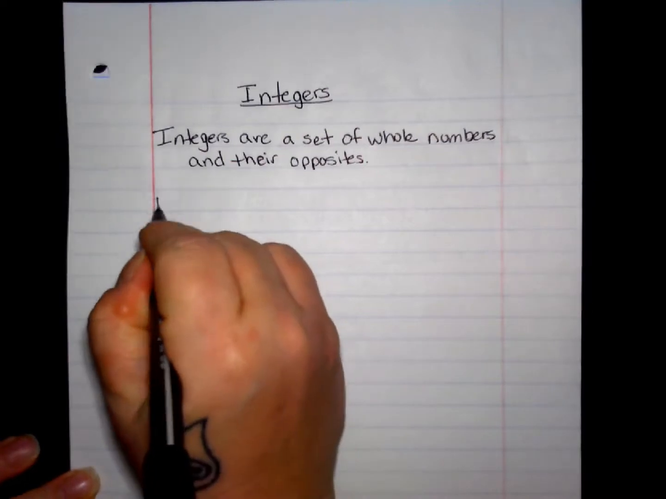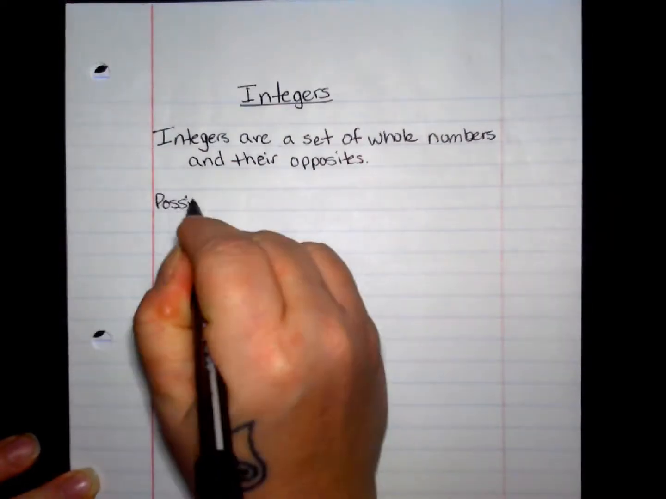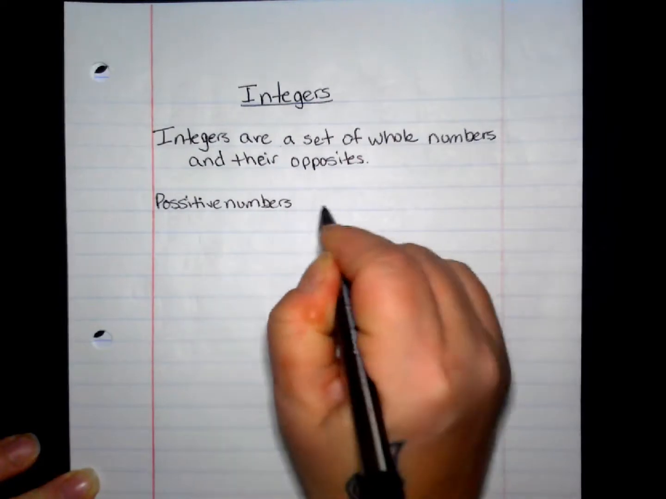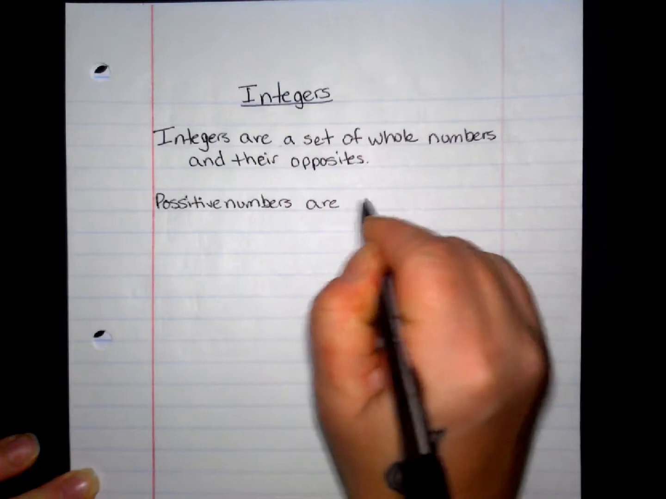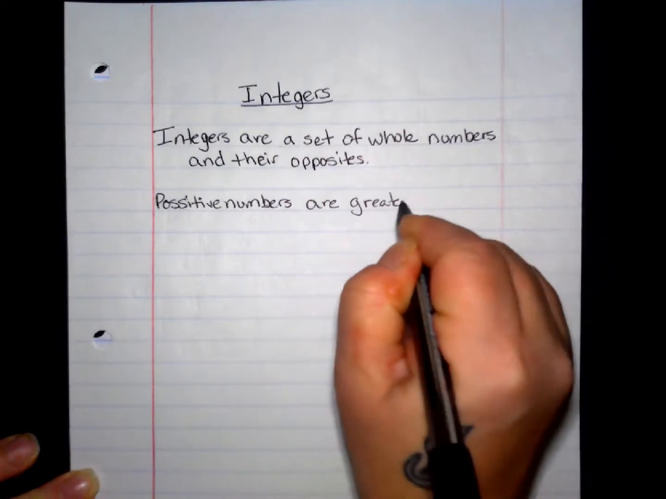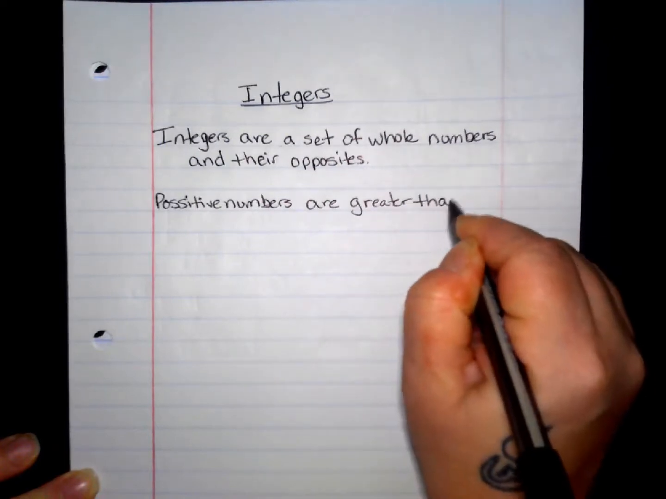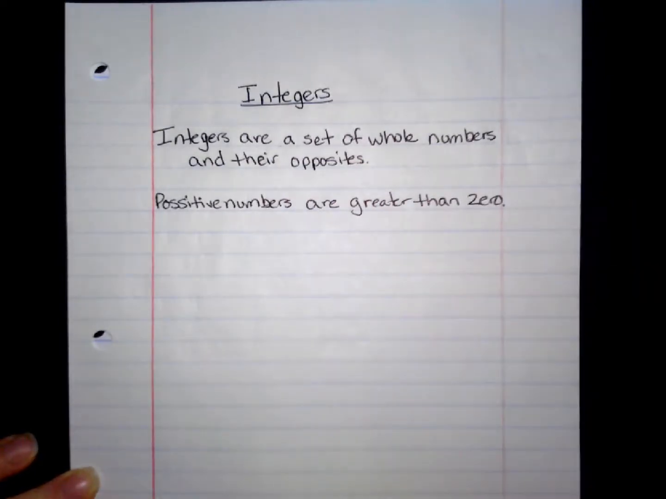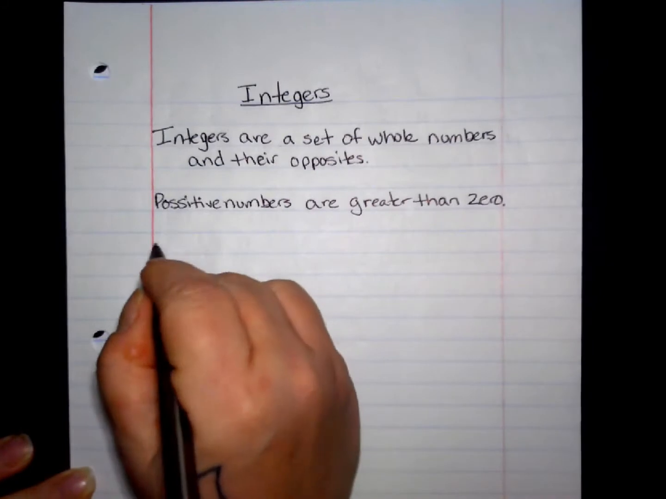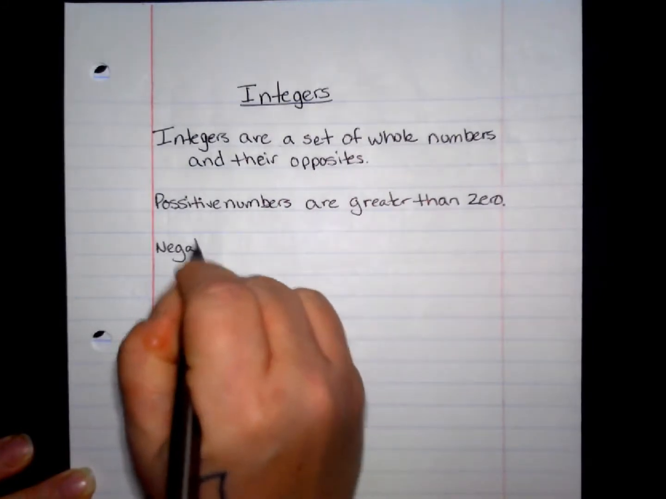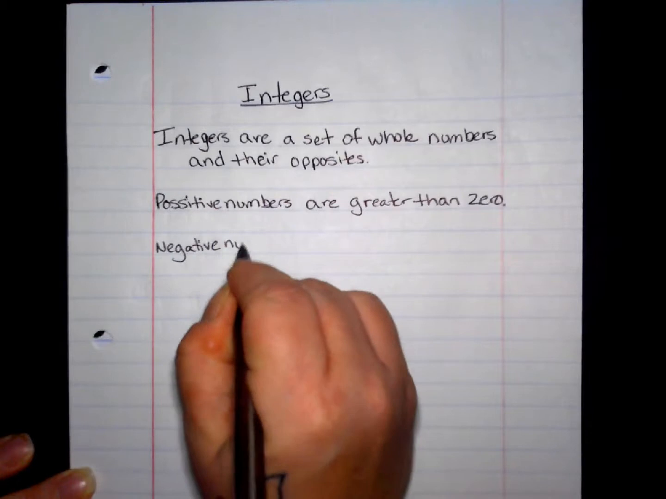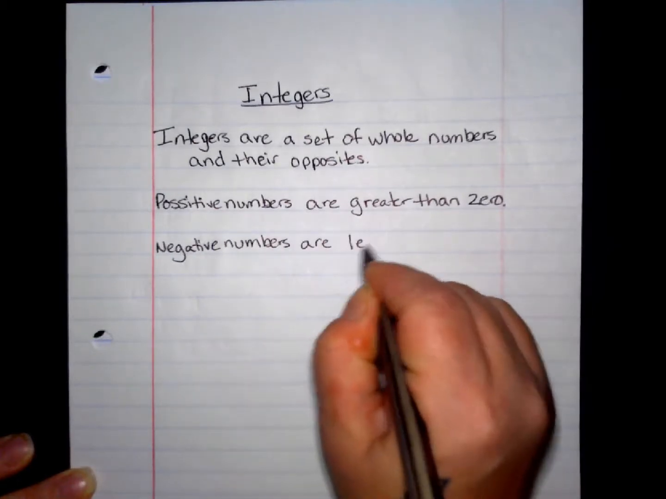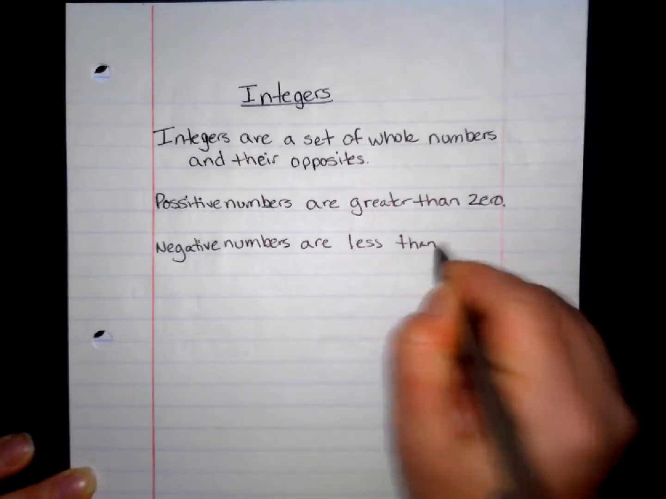The first kind of integer is a positive number. And positive numbers are greater than 0. The second kind of integers are negative numbers. And negative numbers are less than 0.